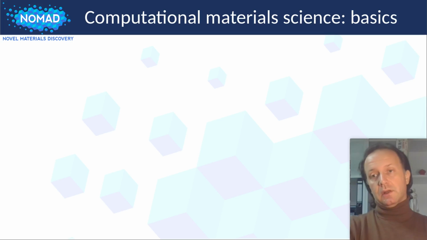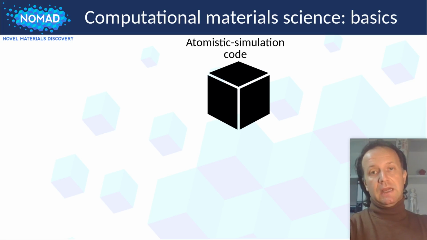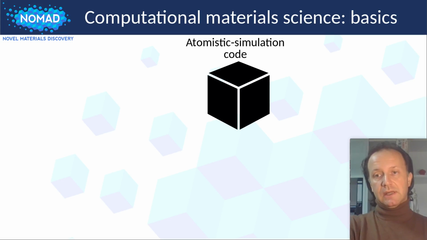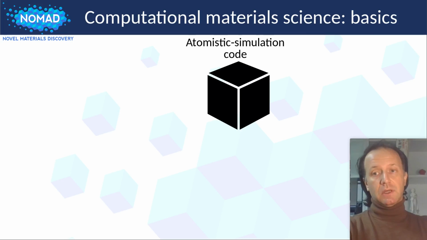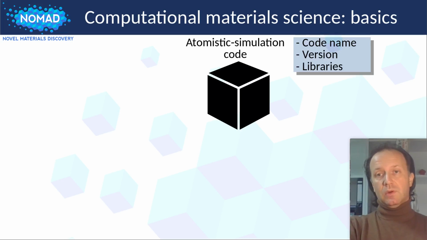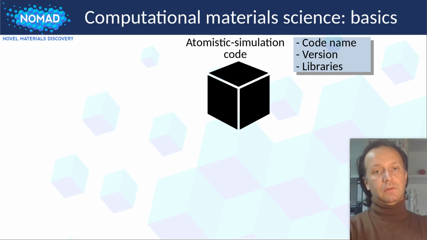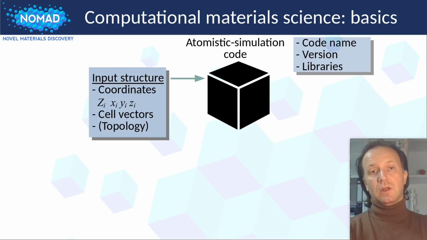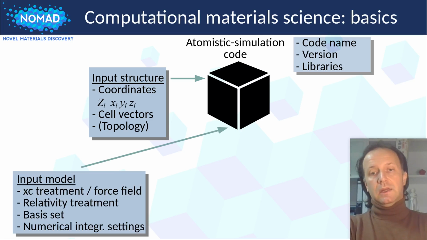This said, let's focus a little bit on a computation, having in mind atomistic calculations, and say that an atomistic simulation code is a kind of black box. Here you have the black box, and it has for sure a name. There are some versions, some libraries for the compilation of the code that was used for doing the actual calculation. Then you have some input structure, coordinates and information on the supercell and so on. And then you have an input model, the physics: what kind of exchange correlation, for example, treatment of relativity, and then the numerical issues related to the calculation itself.